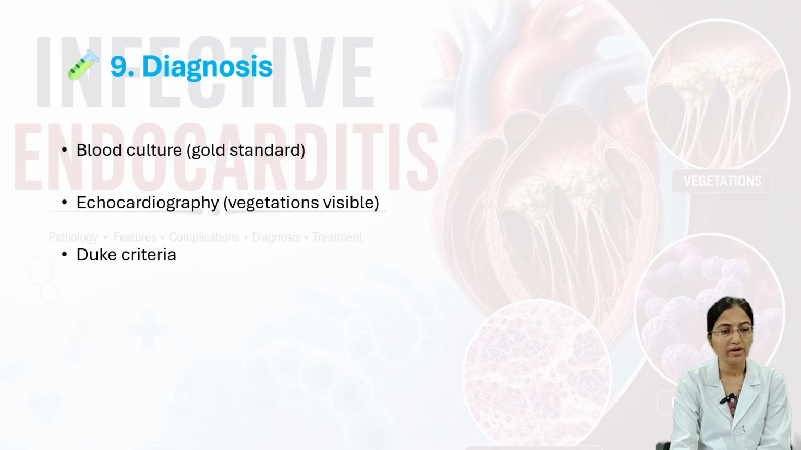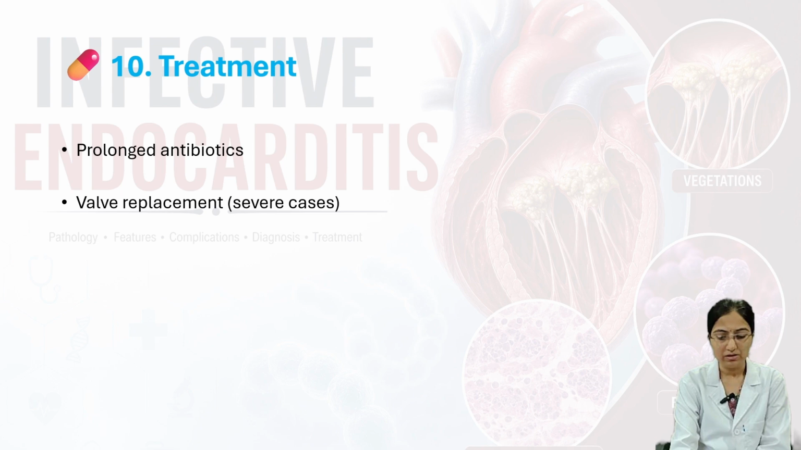Next we'll see the diagnosis. Blood culture is the gold standard investigation, and then echocardiography, where vegetations are visible. Duke criteria is also applicable. Next we'll see the treatment. Prolonged antibiotics is the choice, and then valve replacement in severe cases.